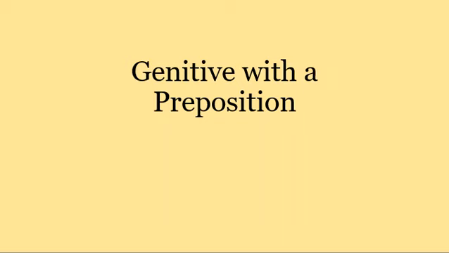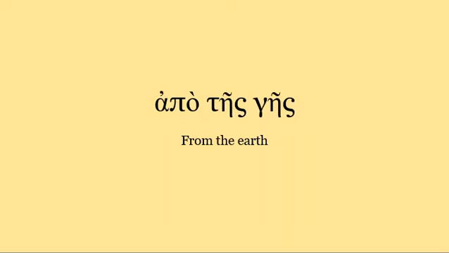So let's look at one. We have this preposition, apo, and we make the prepositional phrase apo tēs gēs, which means from the earth. Again, apo tēs gēs. Now, try and say it after me this time. Apo tēs gēs.